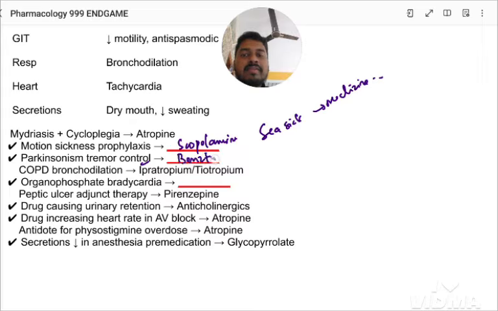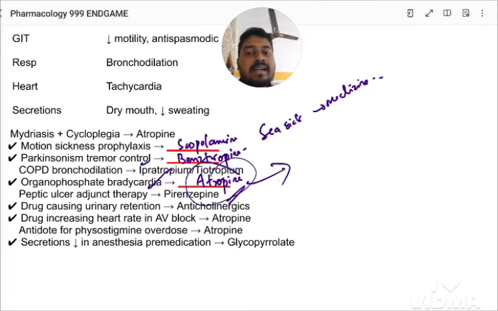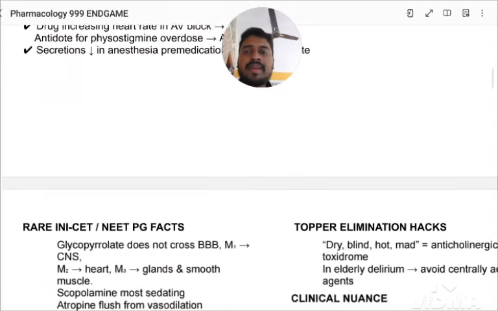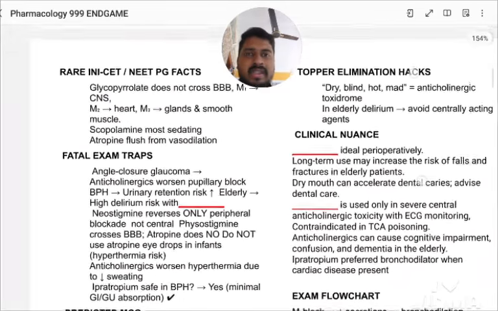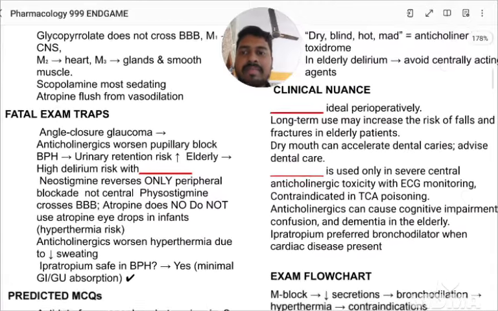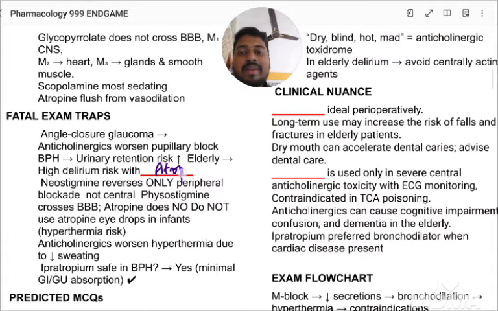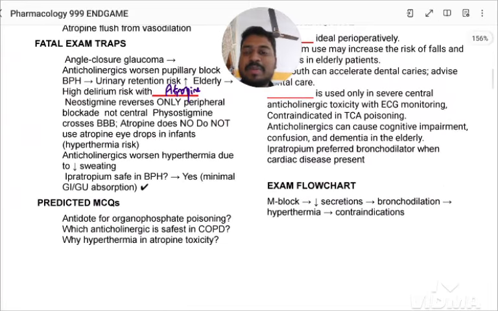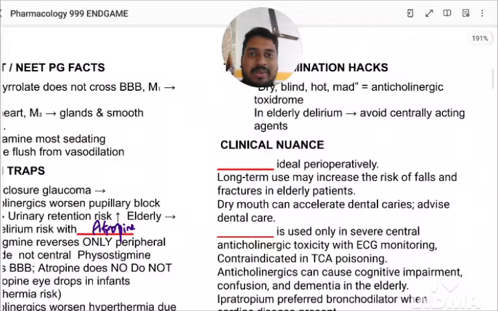For organophosphate bradycardia, remember whenever there is OP poisoning, there are only two drugs: one is atropine and the second is pralidoxime. Most of the things I have discussed are in the image; for extra things, just highlight them. High delirium risk is with atropine. I remember during our internship postings, whenever we gave atropine for OP poisoning, they used to have a lot of delirium.